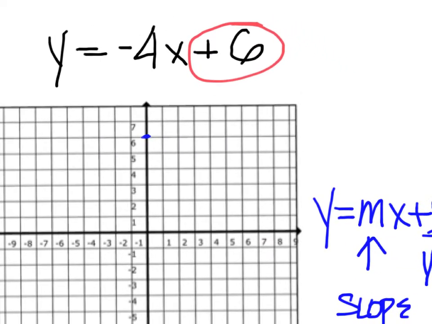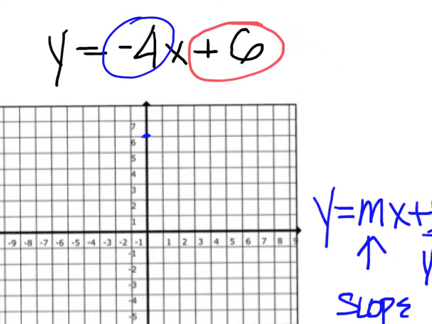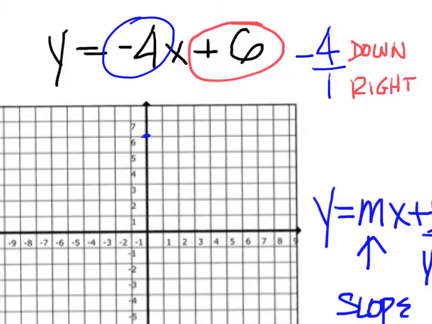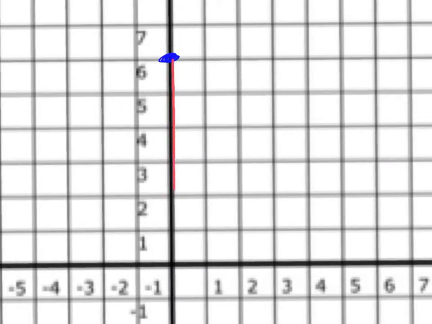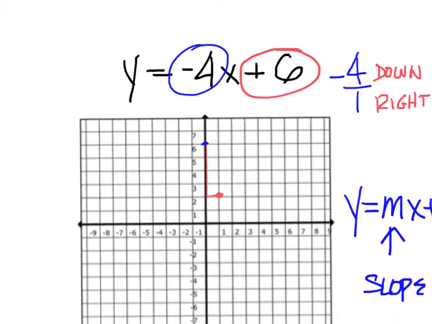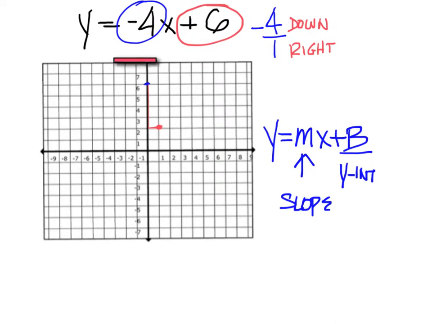Then go back and look at your slope. The slope is negative 4. That's the same thing as negative 4 over 1. Since it is negative, it will go down 4 and then to the right 1. Go back to the dot that you just made and go down 1, 2, 3, 4, and then to the right 1. Make a dot. And then draw your line. Notice that it's straight, it goes all the way through the graph, and it has arrows at either end.